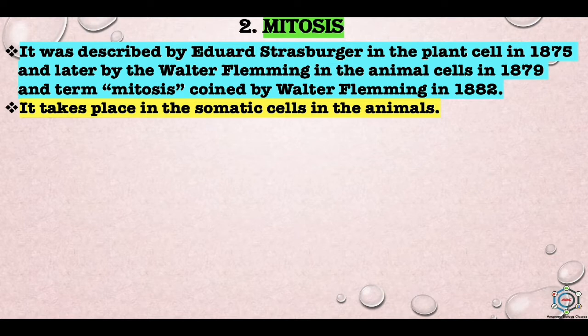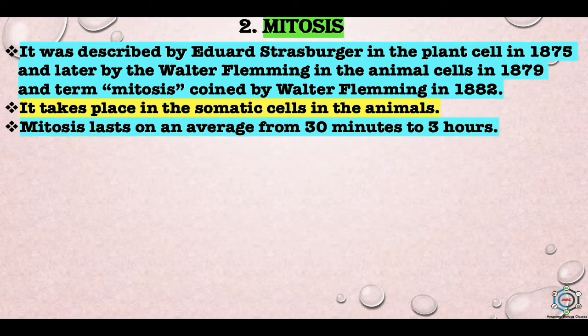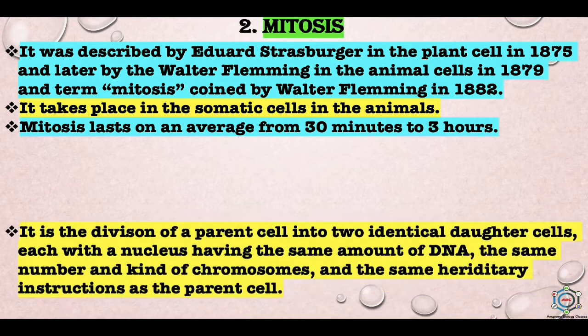Hence, it is also known as somatic division because it occurs in the gonads for the multiplication of undifferentiated germ cells. In plants, it takes place in meristematic tissues and during the growth of leaves, flowers and fruits. Mitosis lasts on an average from 30 minutes to 3 hours.